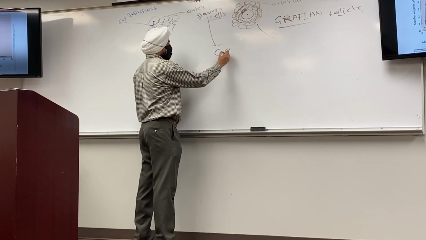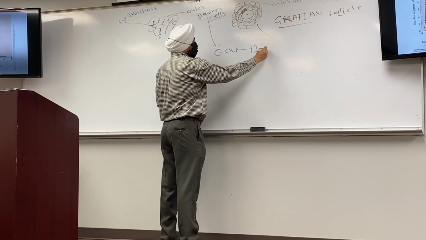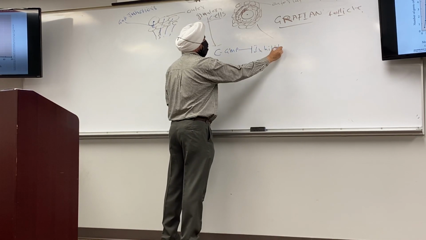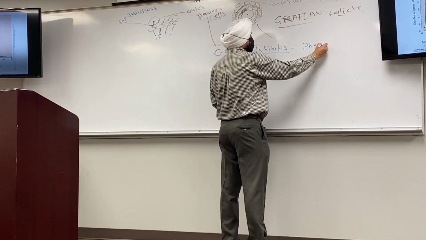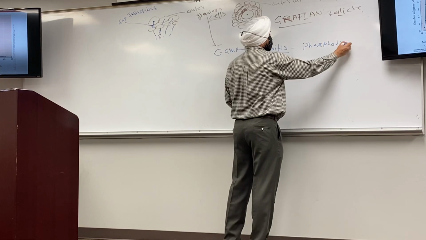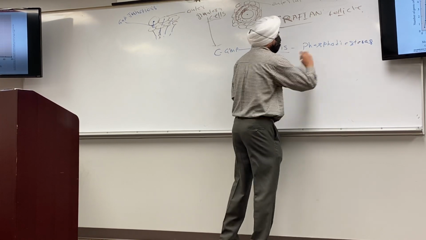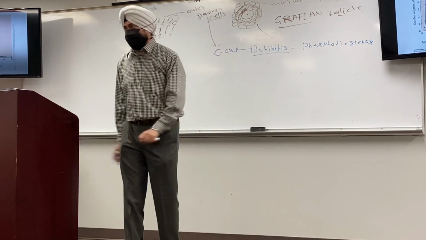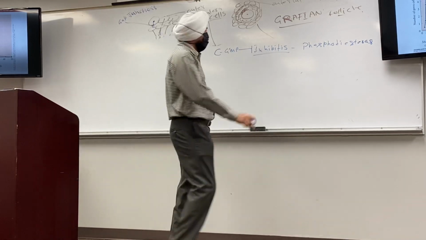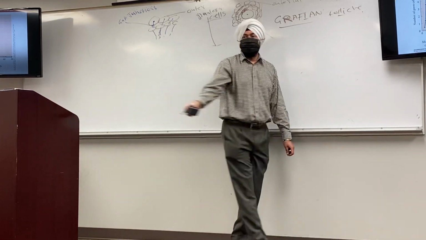Cyclic GMP inhibits phosphodiesterase. Although it has no meaning if I have written it, because I'll not be able to explain what phosphodiesterase does there, right? So don't worry about it. We'll write it again on Friday, right?